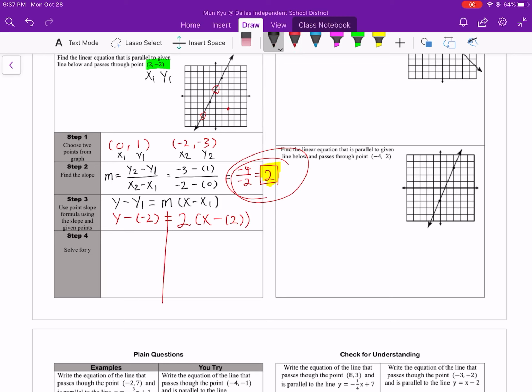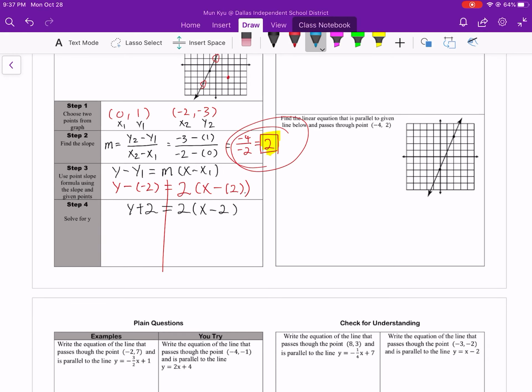Let's do one by one. So this negative times negative becomes positive. Here, this one is just positive, so let's put just x minus 2. Let's get rid of this parenthesis. And next step, you just distribute, which you will get y plus 2 is equal to 2x minus 4. We're almost done. Minus 2 on both sides, and you will get y equals 2x minus 6. And that's it here.